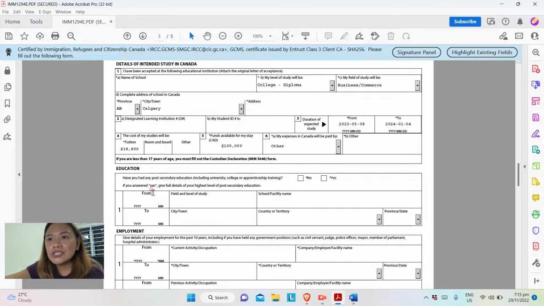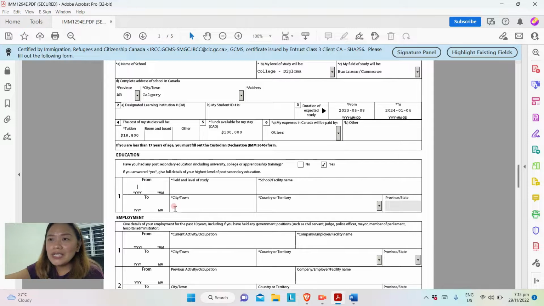Okay, for education. The question is, have you had any post-secondary education, including university, college, apprenticeship training? So in my case, for example, yes, I have. And then just write the dates of your schooling, like if you went to college already back in the Philippines, field of study, your school name, city and town, and the country.